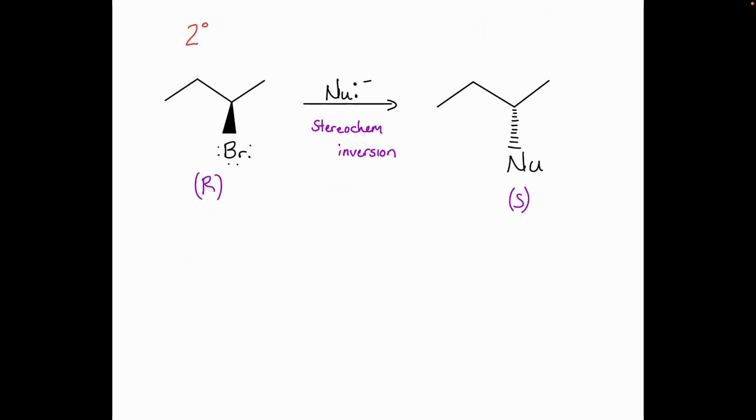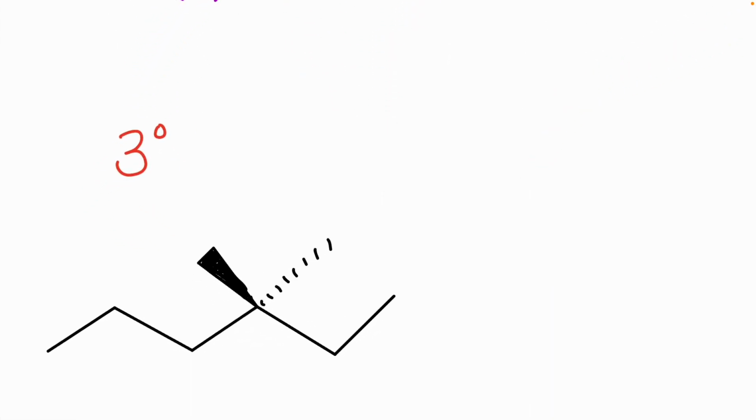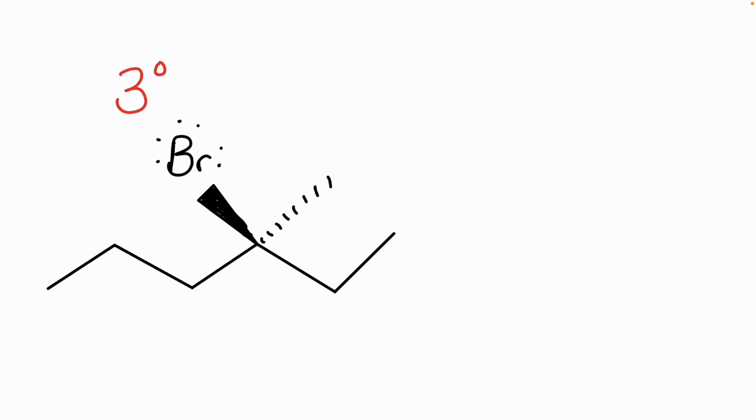So then they did the same experiment. They were right, all right, well, let's take a tertiary alkyl halide, and we're going to do a very stereospecific reactant, right? So one specific stereoisomer. Everybody take a second and tell me whether we're looking at the R or the S stereoisomer here.